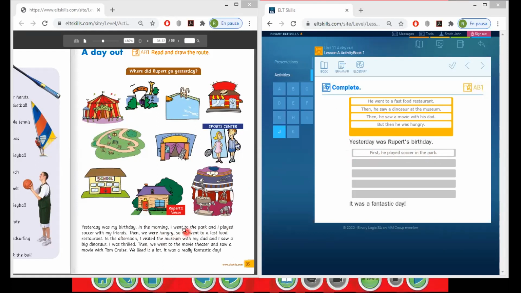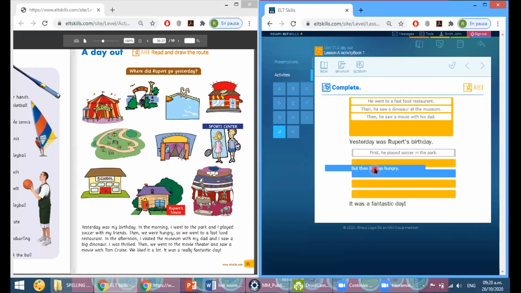Rodrigo, tell me please, what action, what sentence is? But then he was hungry. Oh, excellent. But then he was hungry. Says no, then we were hungry. Good, very good, Rodrigo. So we went to a fast food restaurant. He went to a fast food restaurant.